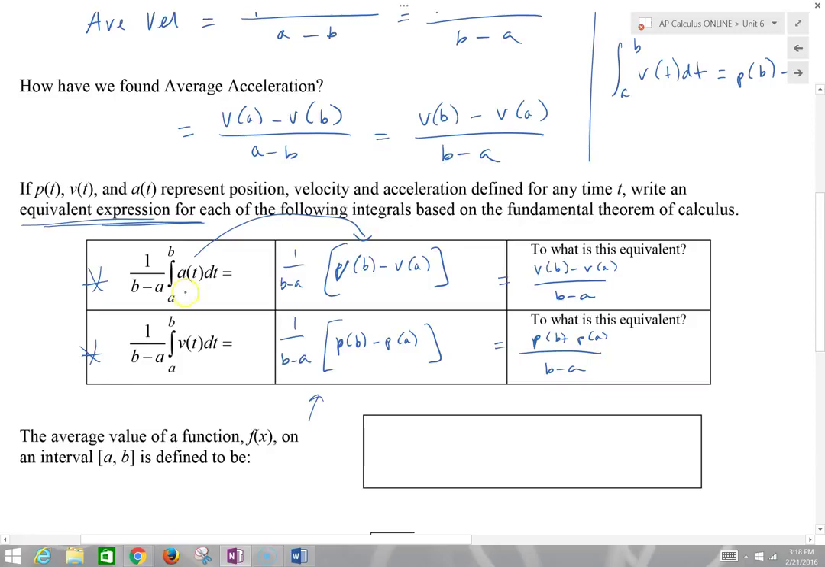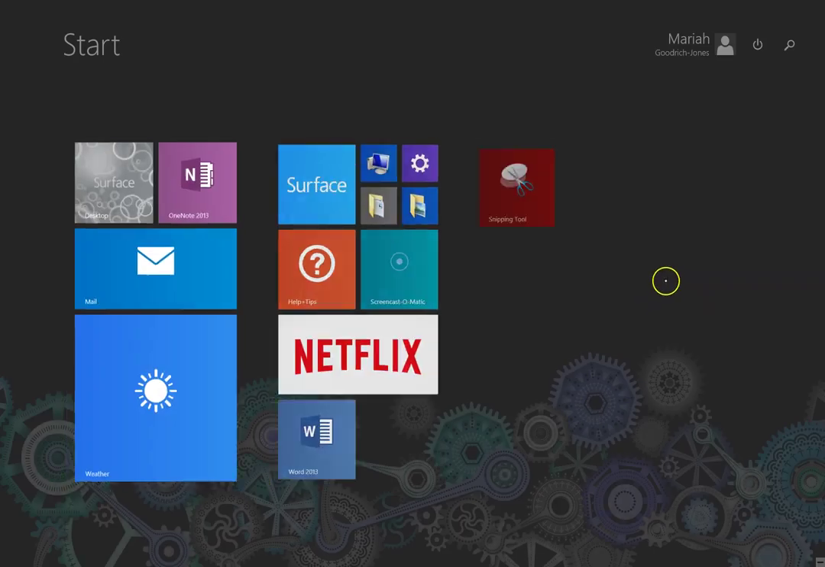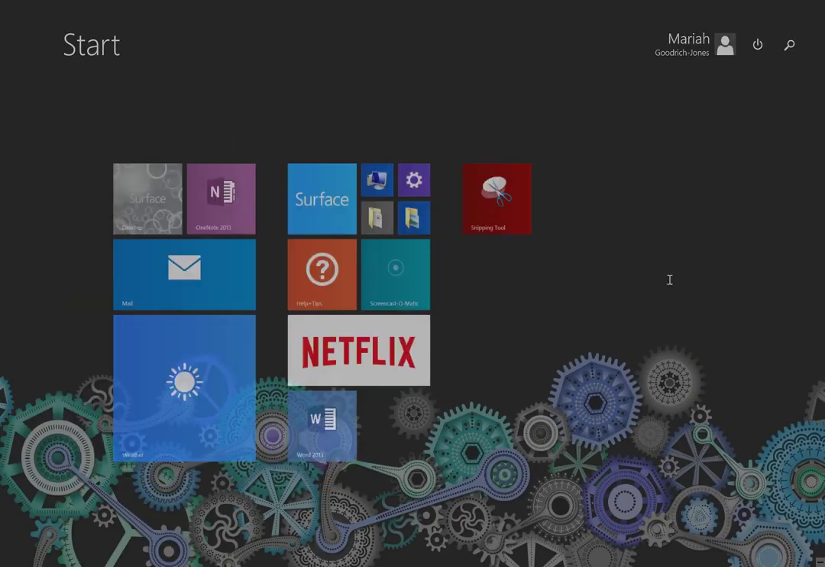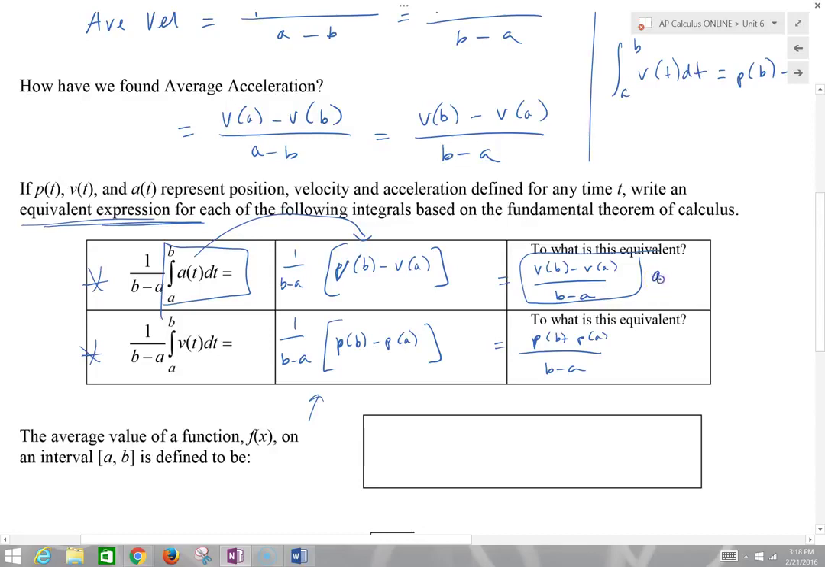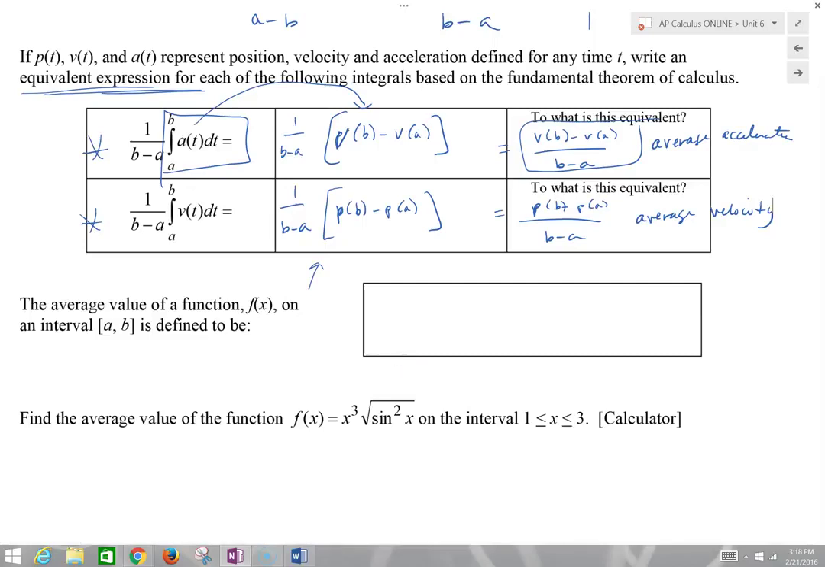Alright, so by substituting in what this is equal to, taking the antiderivative of acceleration, we get the velocity at B minus V of A. When we multiply that together, we get this, which we'll notice is equal to the average acceleration. Same thing down here, this is equal to the average velocity. So now we can define the average value of a function.